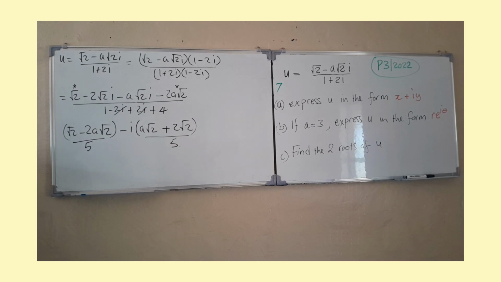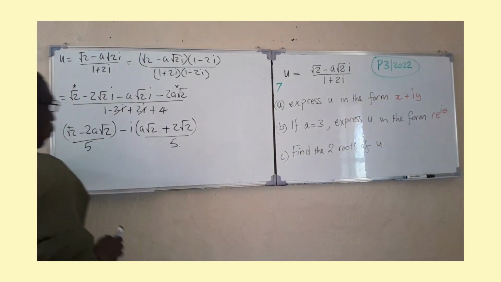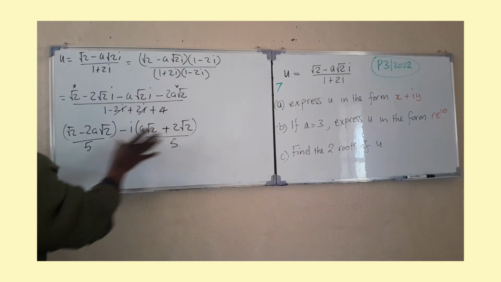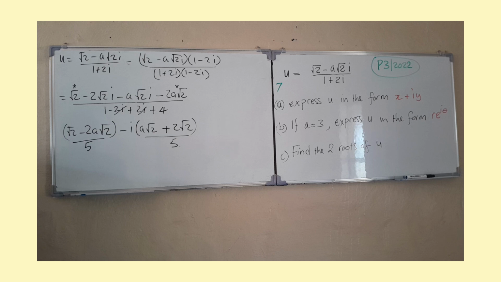So this complex number is now in the form x plus iy, where y is this part here, and x is this part here. I think if I remember well, this was given 3 marks. One has to be very, very careful in multiplying this out.